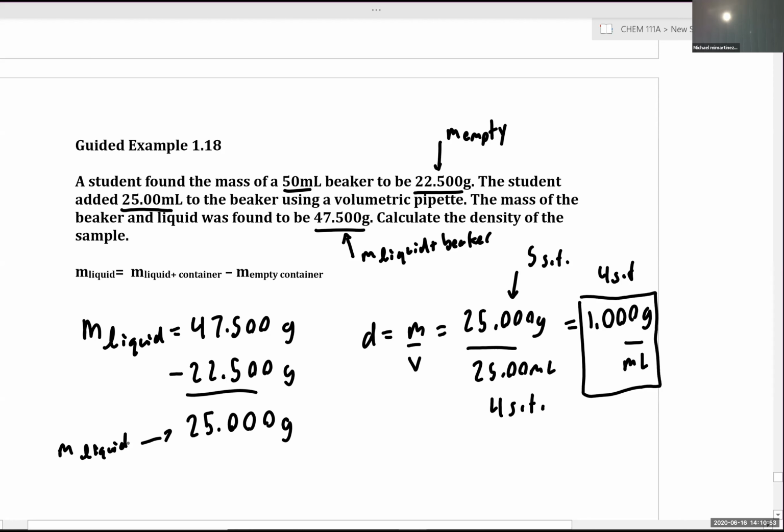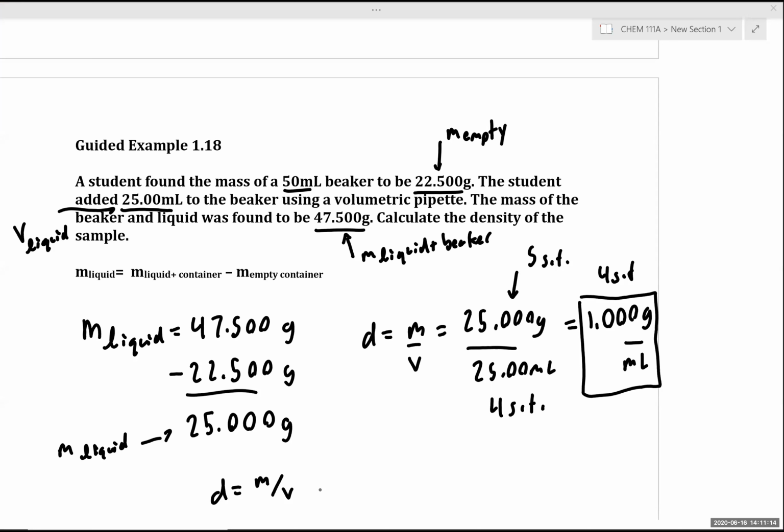Once we have the mass of the liquid, we are given in this problem the volume of the liquid, and in turn we can calculate the density by taking mass over volume. Does that make sense? Yeah. Okay, so what's the volume? So the mass is 25.000 grams. And then the volume is given in the problem to be 25.00, as that's how much liquid we put into the beaker. Oh, okay, volumetric pipet. Does that make sense? Yeah, thanks. Perfect.